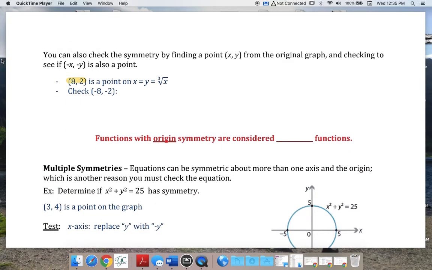So if we're checking for origin symmetry, we change the signs of both of those. So we'll be plugging in a -8 for x and a -2 for y. And if when we plug those in, we get a true statement, then our equation is symmetric about the origin. There's a little bit of a mistake here. That should not be an x equals, just y equals the cube root of x. All right, so let's plug in our x and y values. So instead of y, we're going to plug in -2. Instead of x, we'll plug in -8.